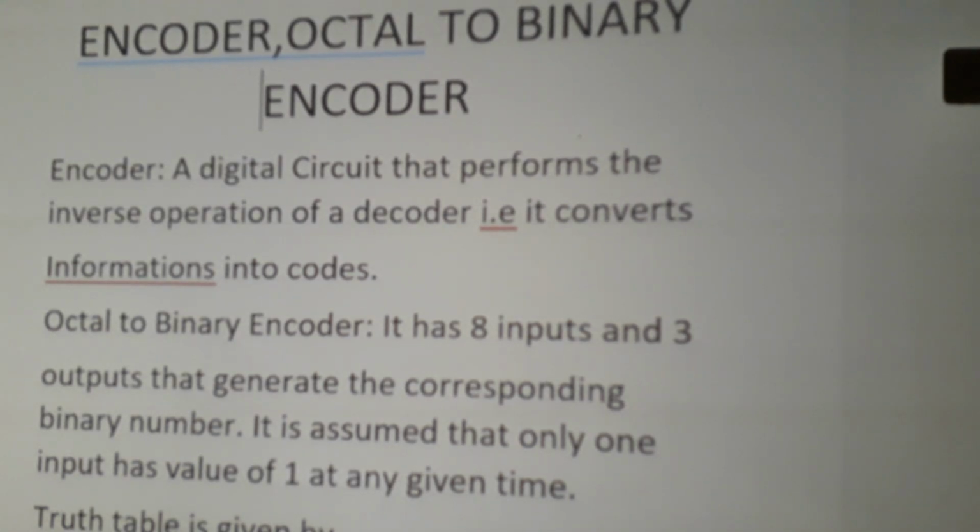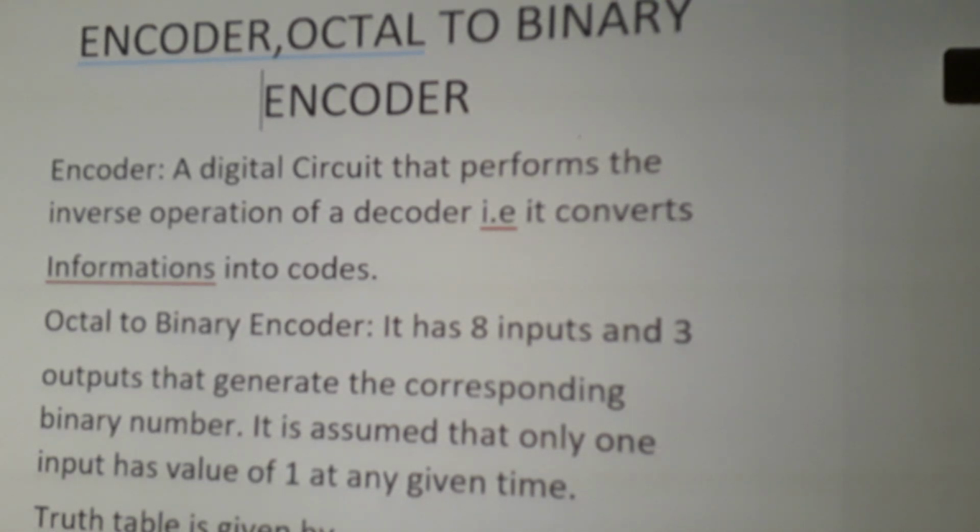Our topic is encoder, then octal to binary encoder. First of all, encoder is a digital circuit that performs the inverse operation of a decoder. That is, it converts information into codes. Now, octal to binary encoder has 8 inputs and 3 outputs that generate the corresponding binary number. It is assumed that only one input has value of 1 at any given time.